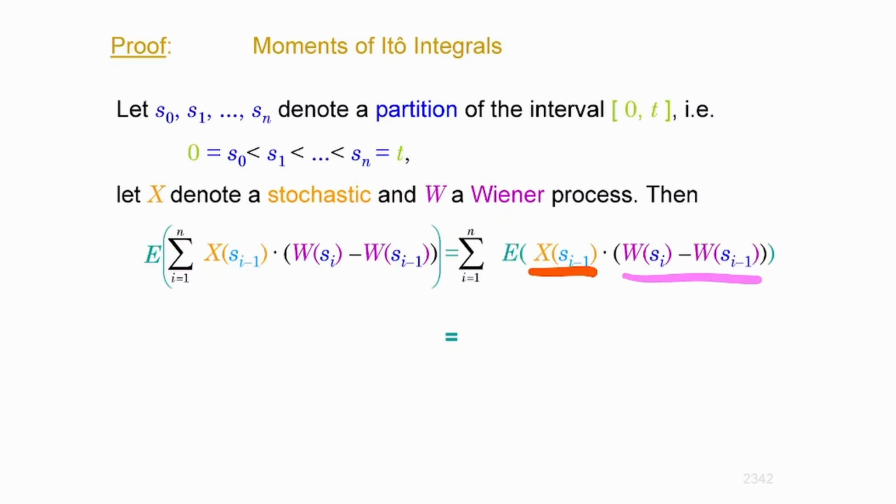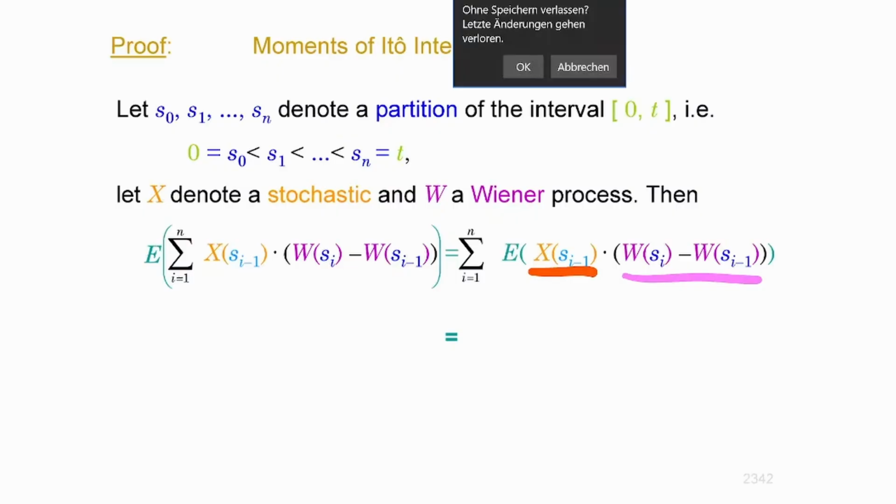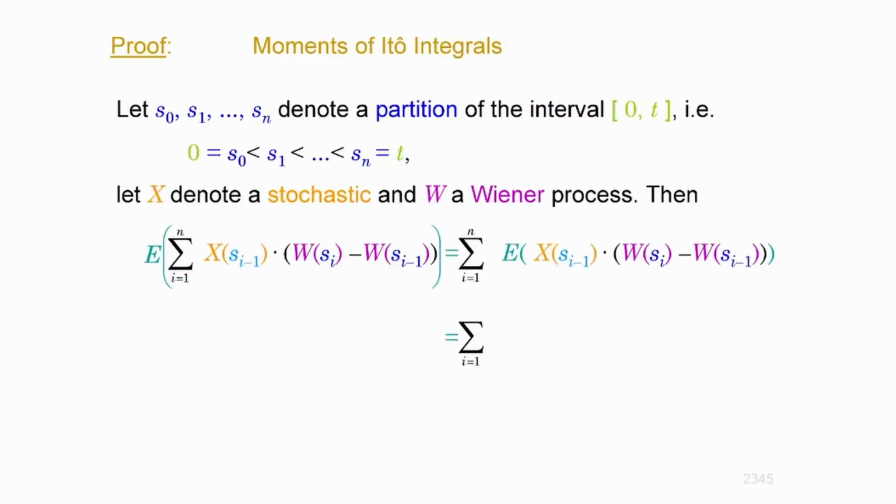So you can split the expectation, and that's what I'm going to do now. I'm keeping the sum, which starts at 1 and ends at n, and I'm splitting the expectation of the product into two parts: the product of expectations. The expectation of X times the expectation of the increments of the Wiener process. The expectation of X goes down here, and then you have the expectation of the increments of the Wiener process, which will be 0 after all, but you're going to see this later on.